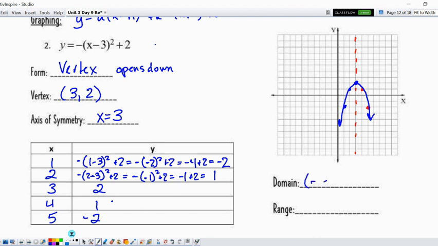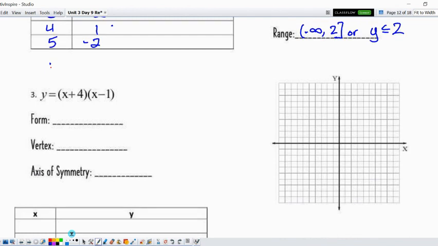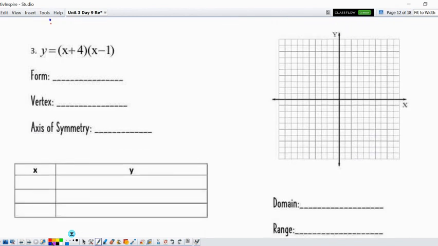The domain is all real numbers, or -infinity to +infinity. You can write either one. Our range goes from -infinity to the y value of our vertex, which is 2, and that is included because it's a point on the graph. We can also write that as y less than or equal to 2. Either version is 100% correct. We'll move on to problem number 3, which is intercept form.